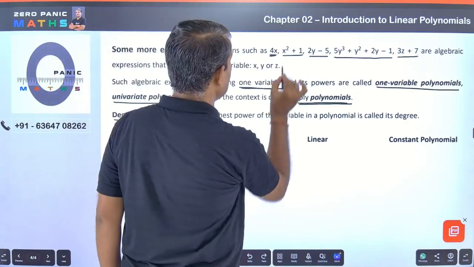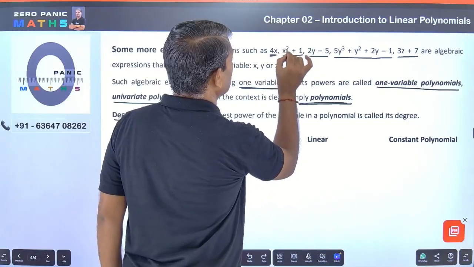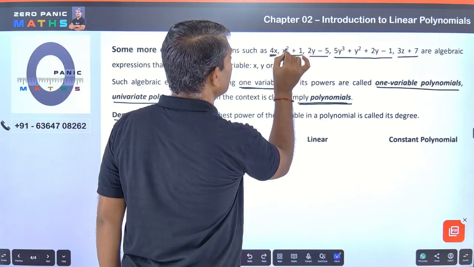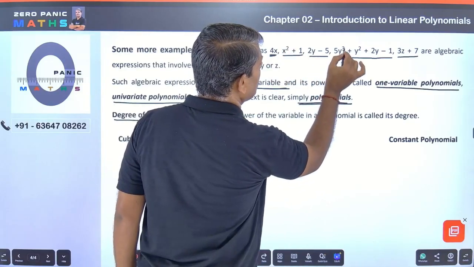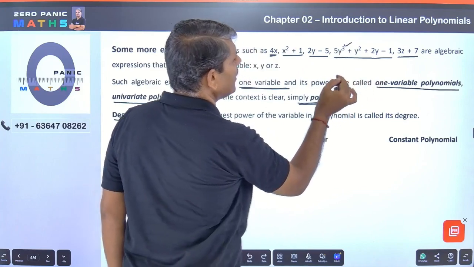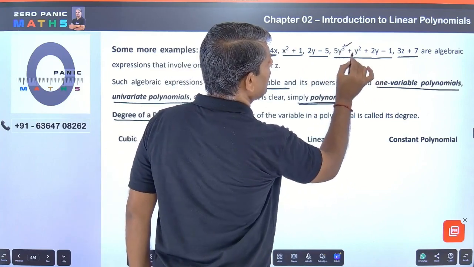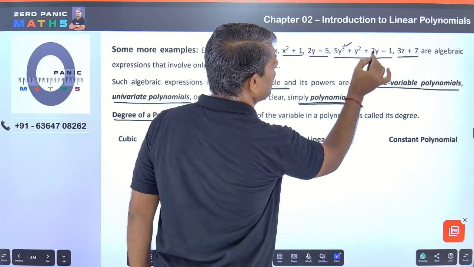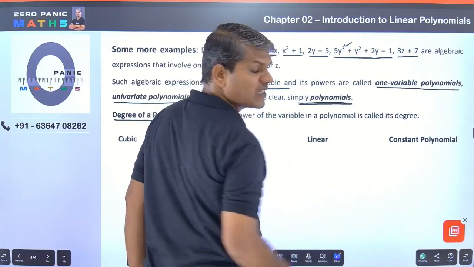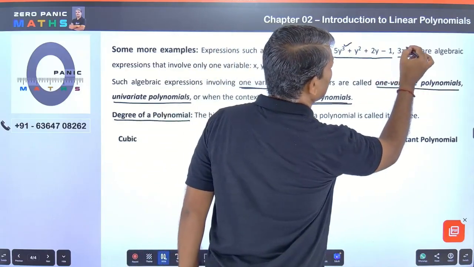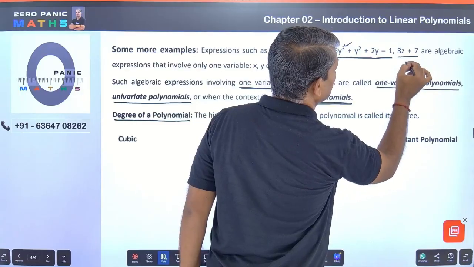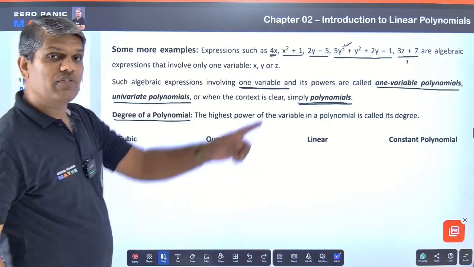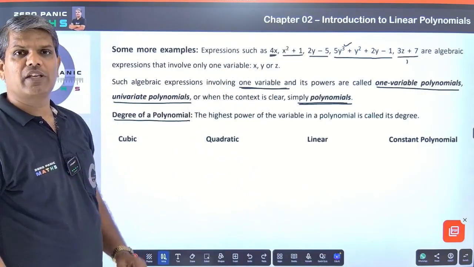Say for example, the degree of this polynomial is 2 because the highest power of the variable x in this case is 2. The degree of this polynomial is 3, because it is a polynomial in y and the highest power is 3. It has powers 2 and 1 also, but the highest power is 3. Here the degree of this polynomial is 1 because z, which is the variable in that polynomial, has the highest power as 1.